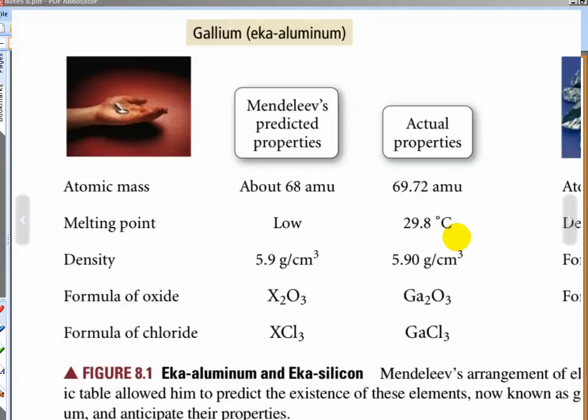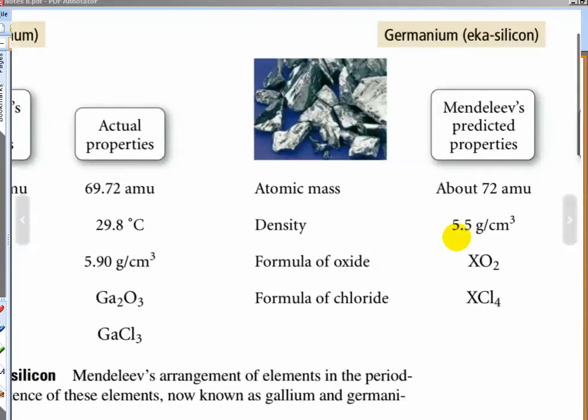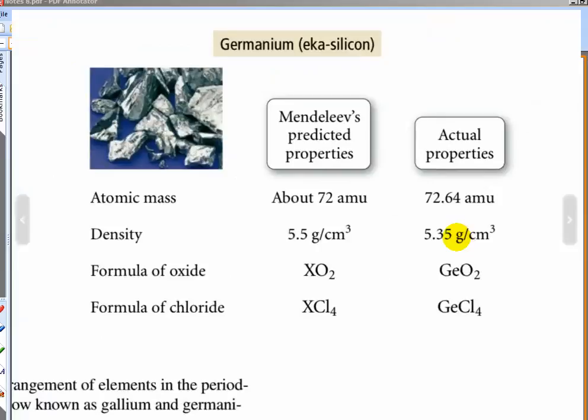Oh, yeah. So he actually predicted all this stuff. And the same thing with what ended up being germanium, which was what he predicted as being after silicon. Pretty much got these properties right. So that's what we can also use to predict some things about these things.